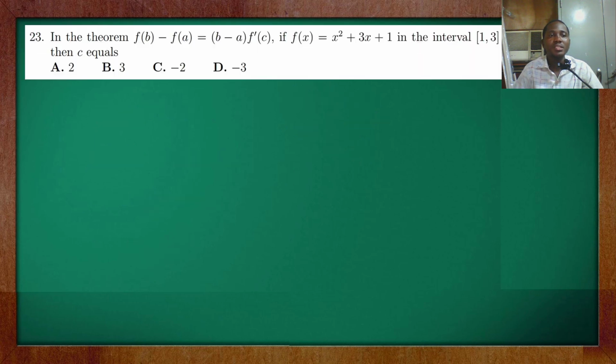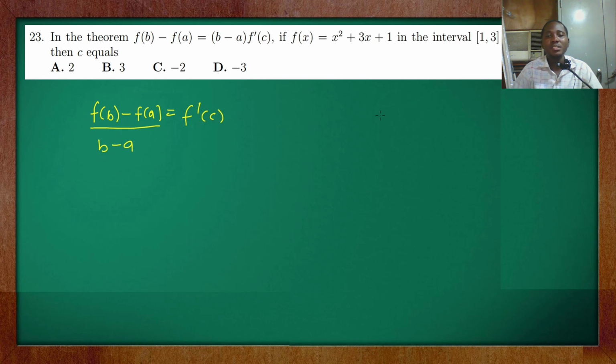In this question, they said that in the theorem, f of b minus f of a equals b minus a multiplied by the derivative at c. If f of x equals x squared plus 3x plus 1 in the interval 1, 3, then c equals what? This is actually known as the mean value theorem. Here they gave us the condition that f of b minus f of a divided by b minus a is f prime of c.